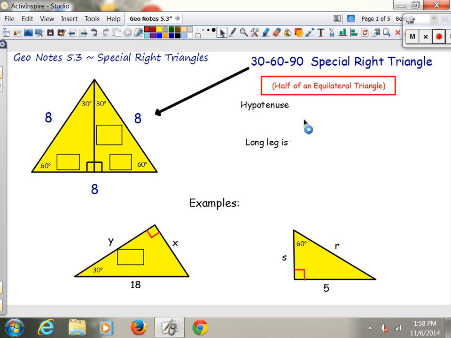Here's your two formulas. This is why you only need one piece, because we have two formulas that you can use. Okay, the hypotenuse is twice as long as the short leg. Twice as long as the short leg. Or you could put the actual formula, H equals short leg times 2.